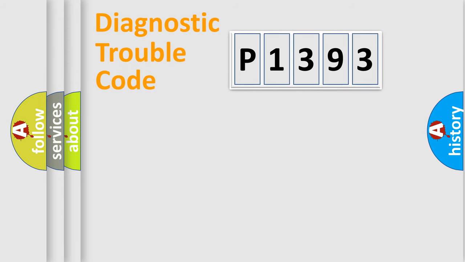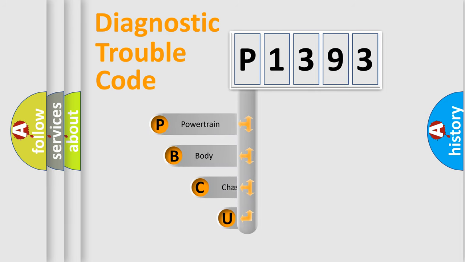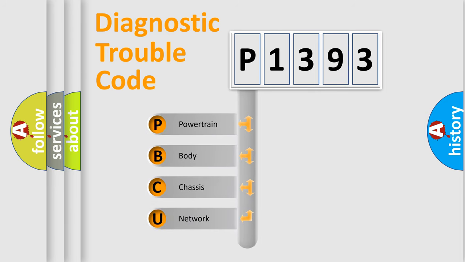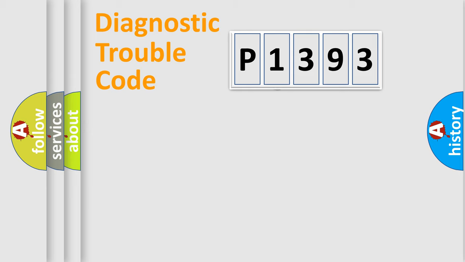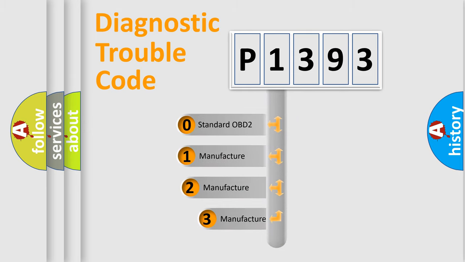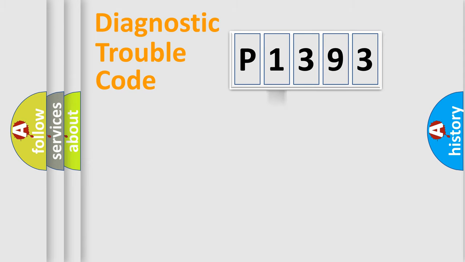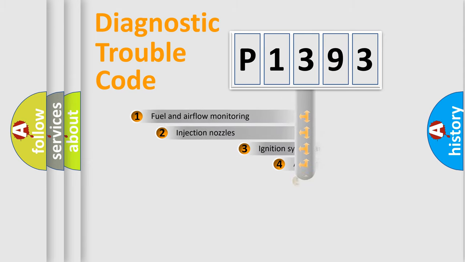Let's do this. First, let's look at the history of diagnostic fault code composition according to the OBD2 protocol, which is unified for all automakers since 2000. We divide the electric system of automobile into the four basic units: powertrain, body, chassis, network. This distribution is defined in the first character code. If the second character is expressed as zero, it is a standardized error. In the case of numbers 1, 2, 3, it is a more prestigious expression of the car-specific error.